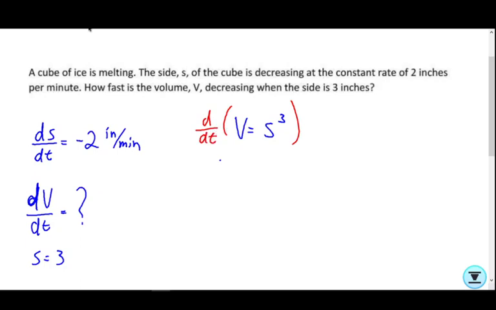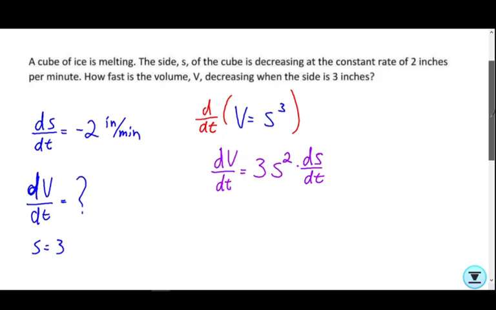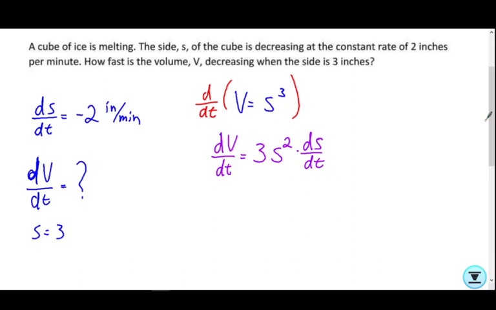When we take the derivative of volume with respect to time, we get dV over dt. When we take the derivative of S cubed with respect to time, we get 3S squared times dS over dt. And that's the implicit part. Since my variables don't match, I'm left with the derivative of side with respect to time. Okay, so this is what I mean by applications of implicit differentiation. Since we're trying to find specifically how volume is changing over time, that's this part. We're trying to find this.